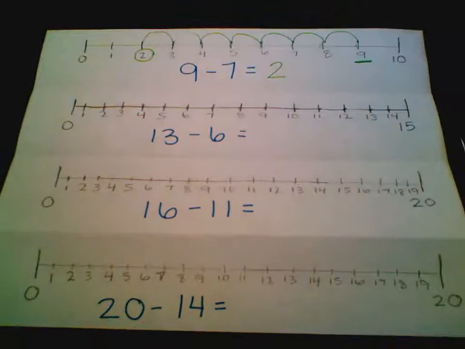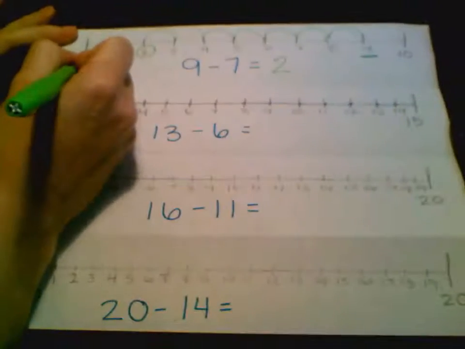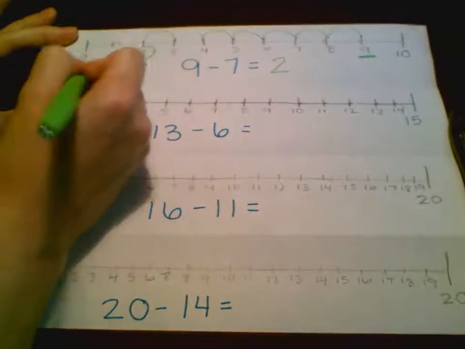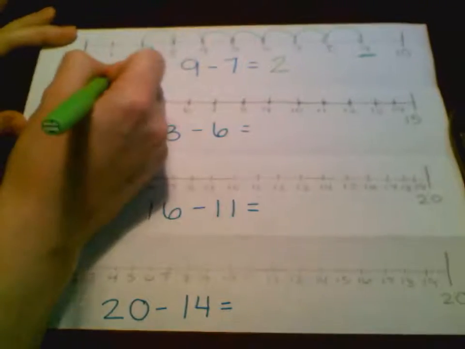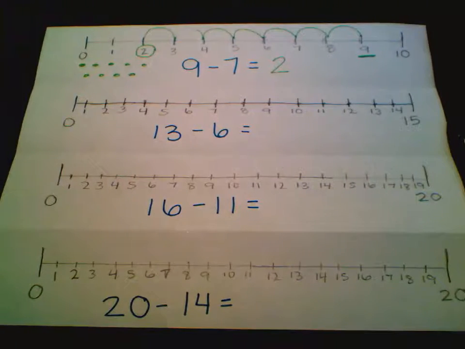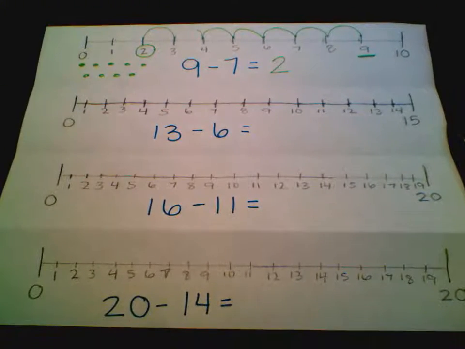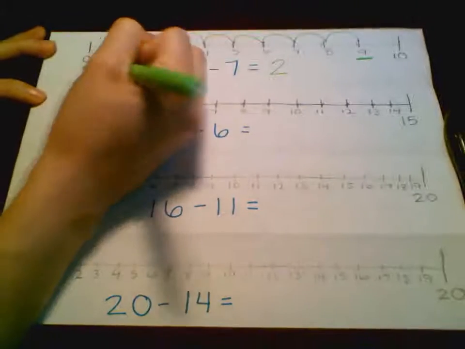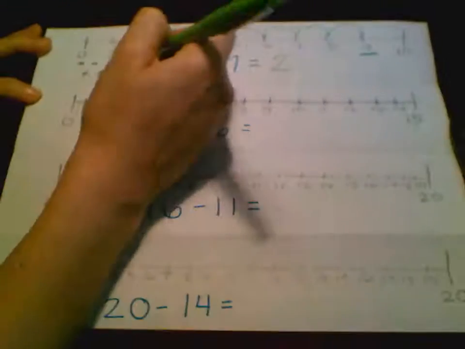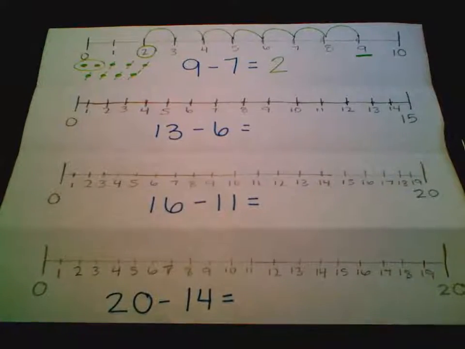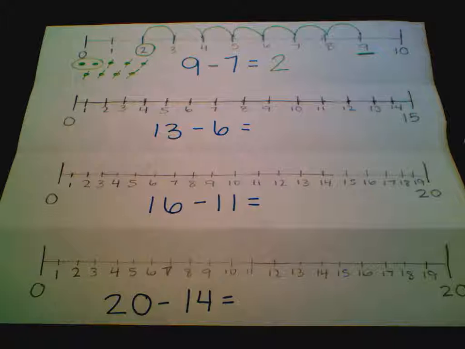And I can show you that with a picture. So if I started, let's say I started with 9 circles, 6, 7, 8, 9. There are my 9 circles to represent my number 9. And I'm going to subtract 7 or take away 7. So 1, 2, 3, 4, 5, 6, 7. And what I have left is 2. So 9 minus 7 equals 2. And I showed you that with the number line and with my pictures.